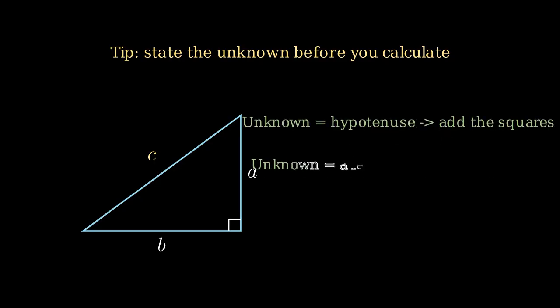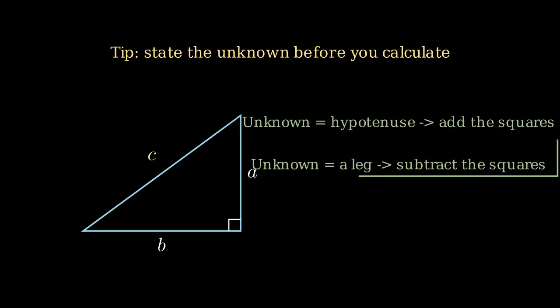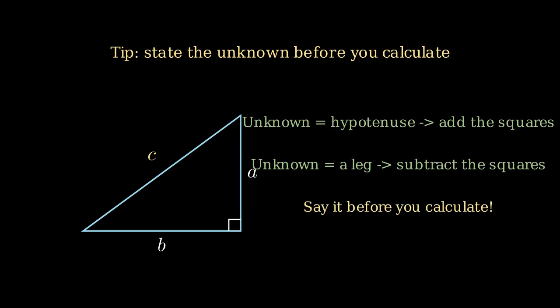Before you substitute any numbers, write one short sentence stating what is unknown. Either say, "the unknown is the hypotenuse, so I add the squares," or say, "the unknown is a leg, so I subtract the squares." Doing this every single time will stop that sign error before it happens.